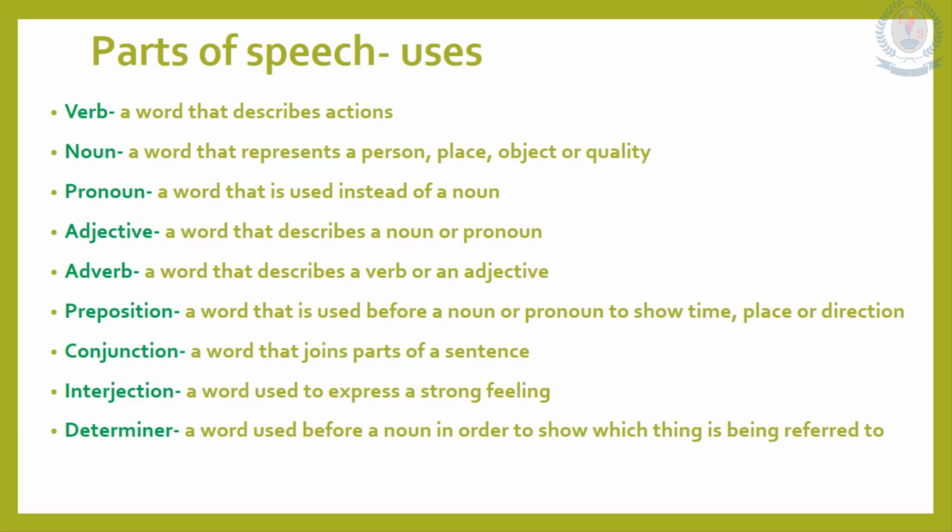A verb is a word that describes actions. A noun is a word that represents a person, place, object or quality. A pronoun is a word that is used instead of a noun. For example, he, she, it, they. Adjectives are words that describe a noun or pronoun. For example, if your noun is a rose, your adjective could be a red rose. If your noun is girl, your adjective could be pretty girl.